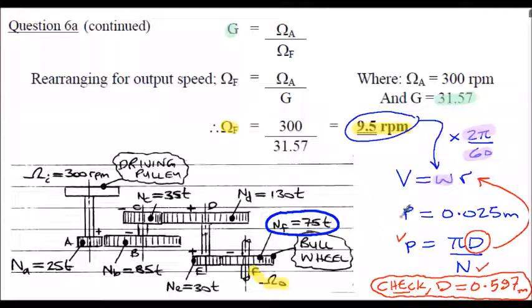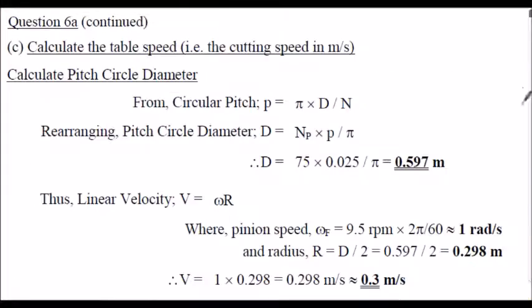Okay, so a little check there. The diameter I get is 0.597 meters. Now you can find your radius from that, and from that you can find your linear velocity, and then you can find the distance travelled in 5 seconds, which I think is the last part of the question for us to review. And I get 1.5 meters for that. Okay, there's my calculations there. Using the circular pitch that we were given in the question, that's equal to pi d divided by n. So I just transpose the equation. D is equal to the number of teeth multiplied by the pitch divided by pi. In figures, the diameter is 0.597 meters.